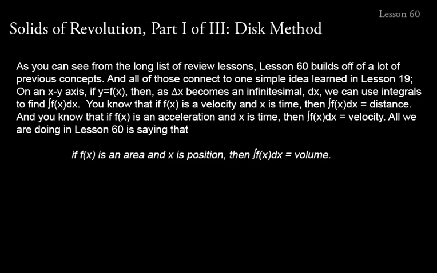Lesson 60 is the first of 3 lessons on a subject called the solids of revolution, and there are different methods for finding volumes using integrals. This is called the disk method that we're going to be looking at here. And you've got some new rules. You've got to think about taking a volume and breaking that up into discrete areas, of area A times a thickness dx. And so one of those formulas is the integral from a to b of A of x dx.